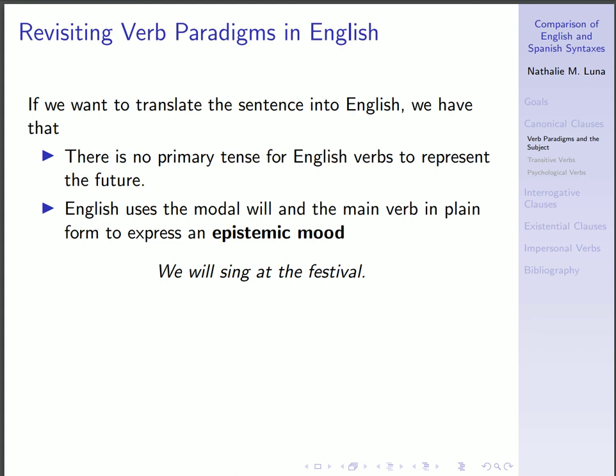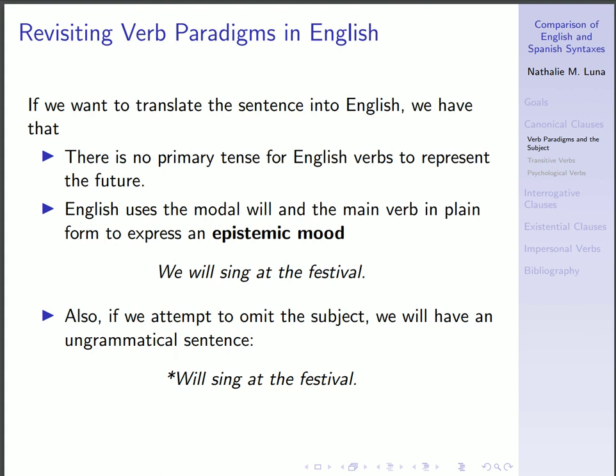The other thing that we'll encounter is that if we try to omit the subject like we did in Spanish, English is going to consider that an ungrammatical sentence. We can't say, we'll sing at the festival.